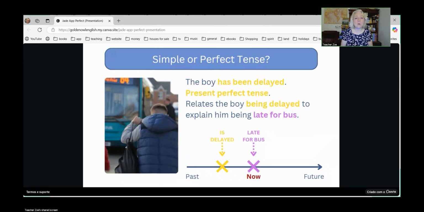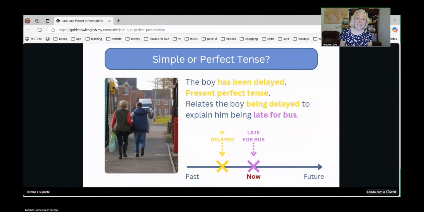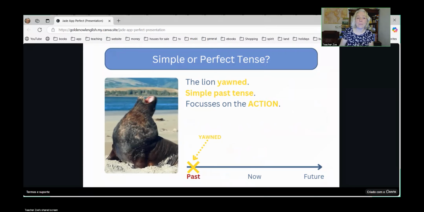But we can say more, can't we? We could say something like, the boy has been delayed. So why would we say that? Because now we're in the present perfect tense and it relates the boy being delayed to explain why he's late for the bus. Why is the boy late for the bus? Oh, because he's been delayed. So we're giving it as an explanation that relates it to the later event of him being late for the bus. Shall we have a look at another one?